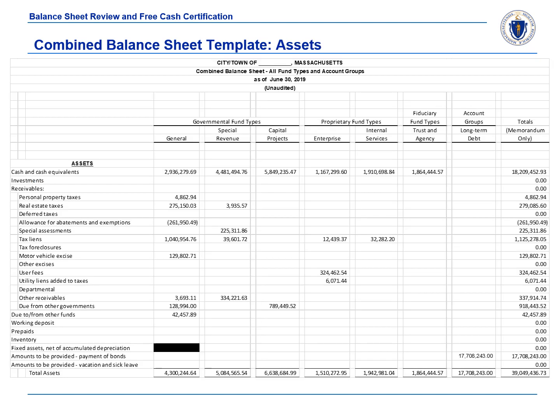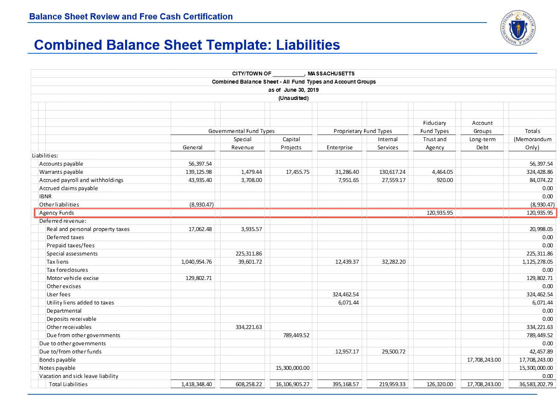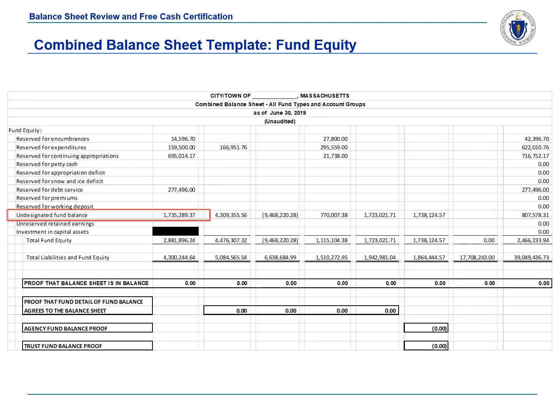This slide shows an example of the Assets section of the combined balance sheet. This is an example of the Liabilities section of the combined balance sheet. Please note that in the Trust and Agency Fund column, we have provided an agency fund line in this section, if that is where the agency funds are accounted for. This is an example of the Fund Equity section of the combined balance sheet.